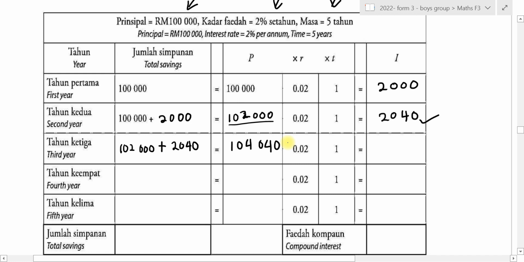104,040. This one you calculate the interest times 0.02. You will get 2,080.80. Okay, so take this principal amount plus this interest amount here: 104,040 plus 2,080.80.